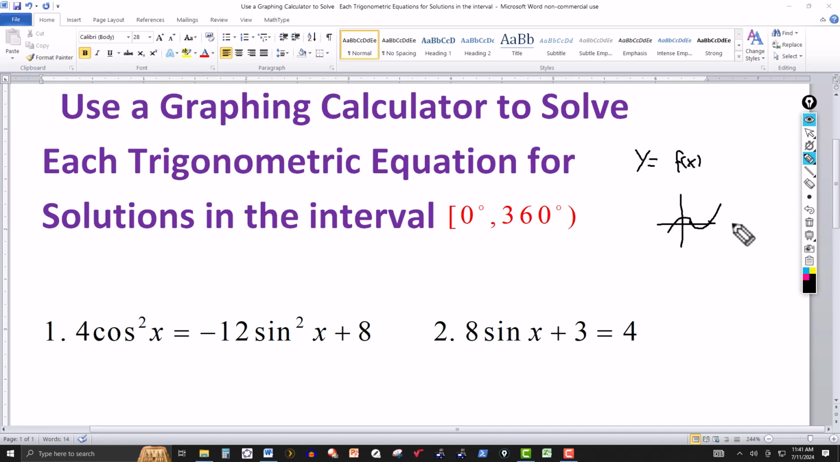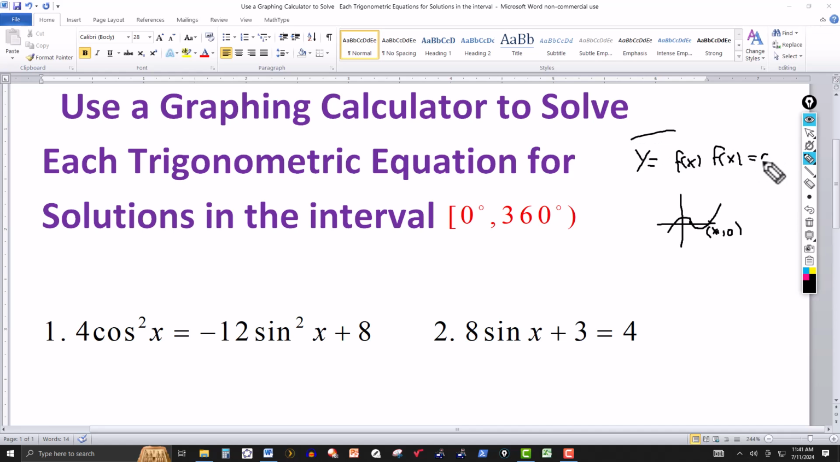Anywhere it crosses the x-axis, so let's say this point right here would be the point x1 and 0. That would be an x-intercept. Over here I'd have another one. And notice the second component is 0. So x1, and as many as I have here, would be the zeros, which of course would be the solutions to the equation f of x equals 0.